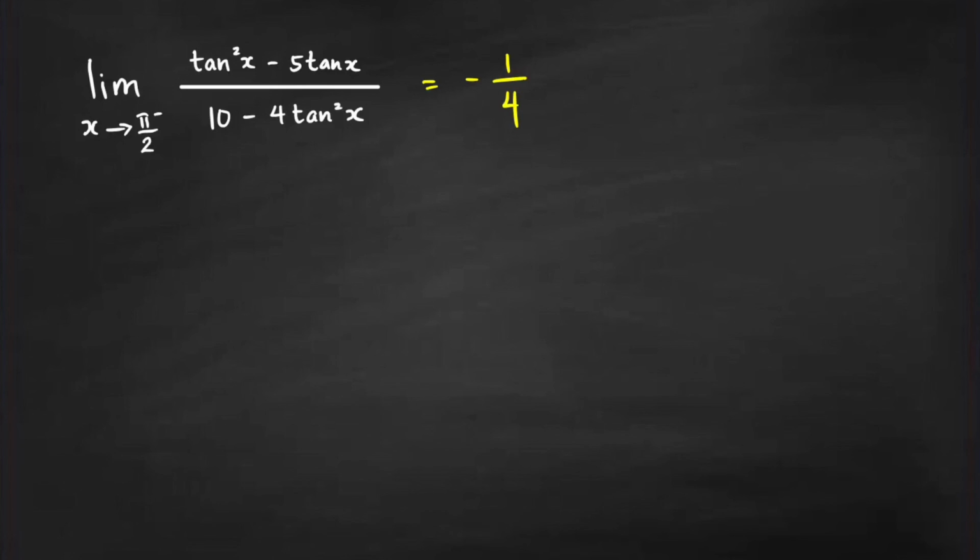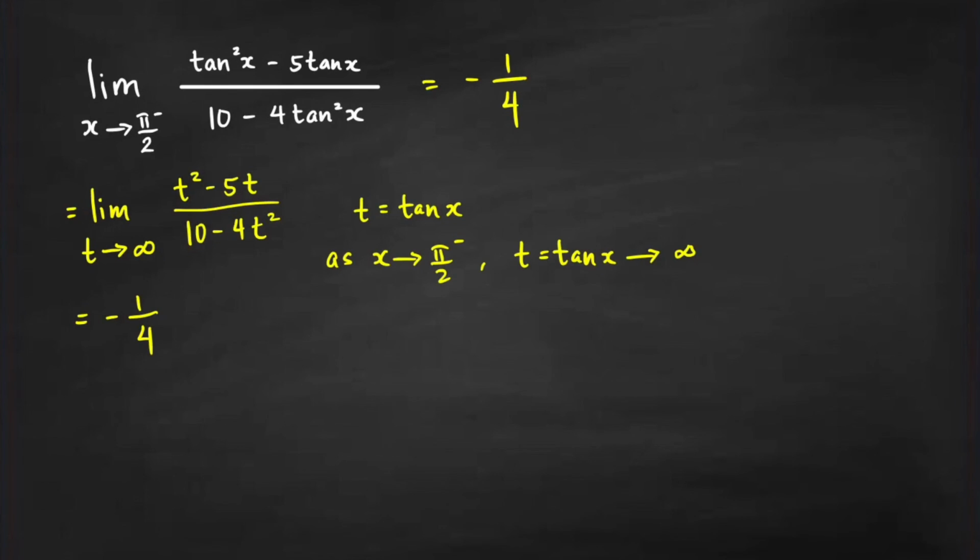Now, if we want to make a substitution again, just like in the previous problem, we can have t equal to tangent x, and we can write this down as t squared minus 5t over 10 minus 4t squared. And clearly, take note, as x goes to pi over 2 from the left, t, which is equal to tangent x, goes to infinity. So the limit of this, same degree, take the ratio of the coefficients of the t squared, and we'll get negative 1 over 4.